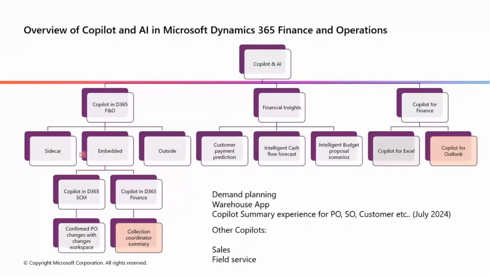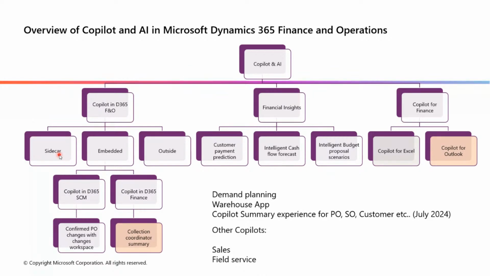Now, in D365, there are three broad categories for the Copilot. One is the sidecar. Sidecar is nothing but a ChatGPT within finance and operations, which enables you to ask certain questions in your natural language, and it is going to look for the official documentation and official repository, like Microsoft Learn and the Microsoft documentation, and give you the content back as an answer.